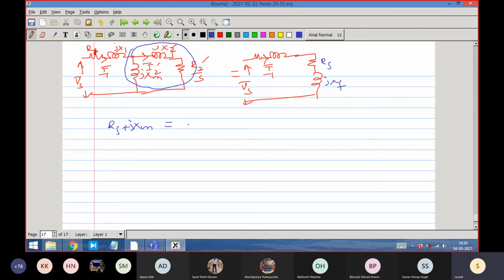That is equal to JXM in parallel with R2 dash by S plus JX2 dash. This is one equivalent circuit, and here you will get directly the current I1, and from that subsequently you can get I2 dash. This is one approach. The second approach is mostly used, that is this.